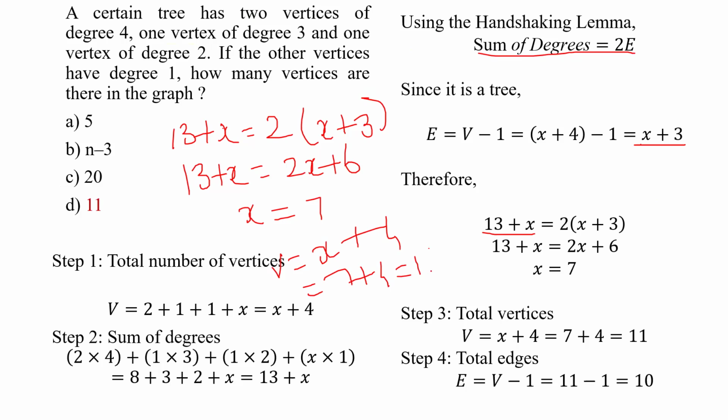11. Actually, how many vertices are there in the graph, that is all they are asking. So 11 will be the answer. Vertices we got, so no need to work out other things.